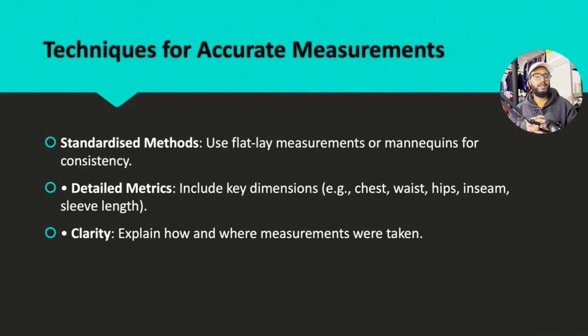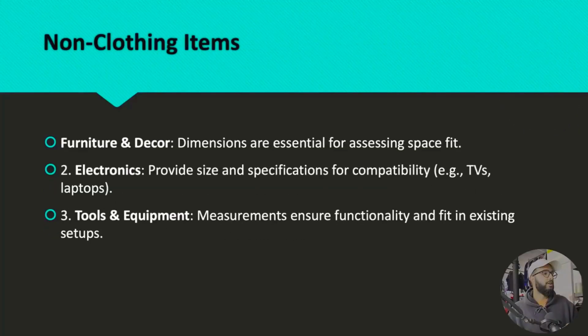Also, clarity: explain how and why the measurements were taken, and where the measurements were taken as well. Again, like I mentioned, from which part to which part. You can explain that to buyers if they ask, and always have set answers. Again, we will go through this in the buyer FAQ section, which will be coming up next. Non-clothing items do still need to be measured to some extent. Now, again, like I said, this course is very much clothing based. However, I'm just giving you a little bit of tips.